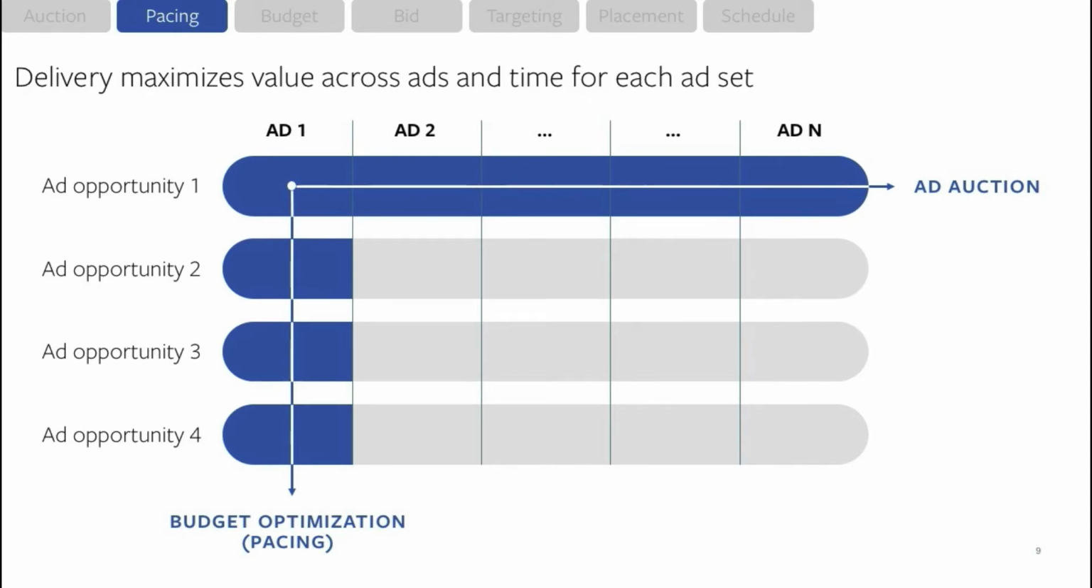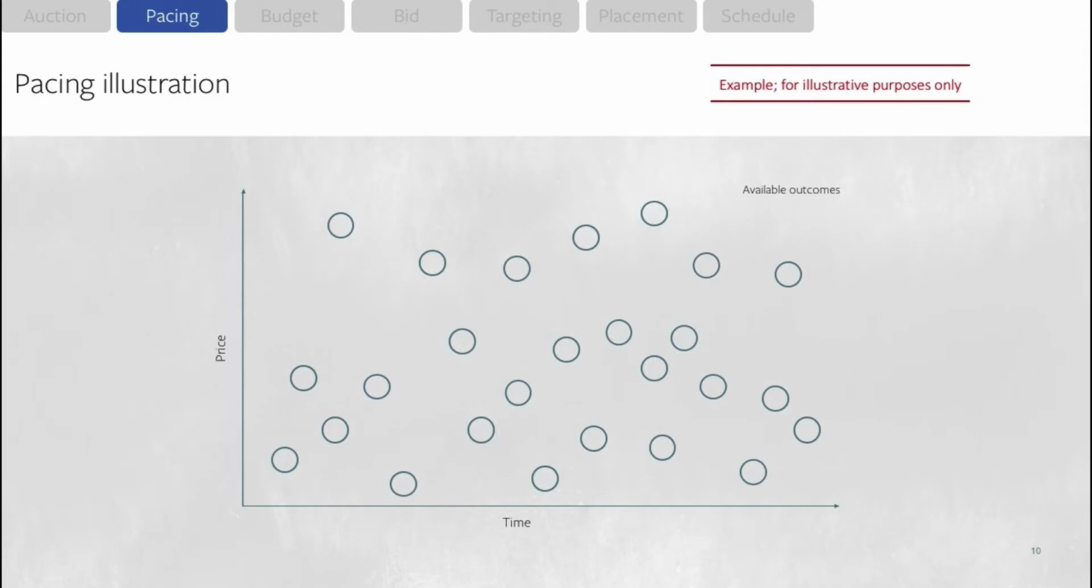This is a visual representation of the outcomes available to you over the duration of your campaign. Price per outcome on the y-axis, time elapsed on the x-axis. Let's say you've set a manual maximum bid. So outcomes above this price you set via your bid are not available to us, and those below are.